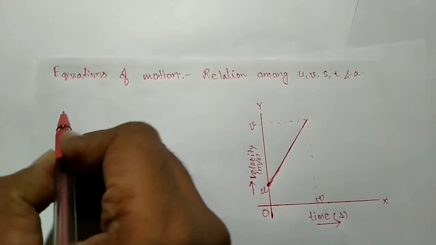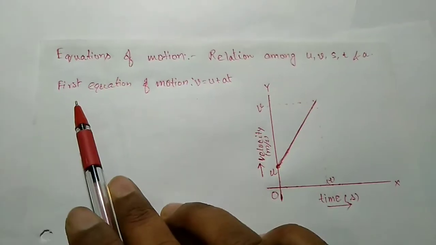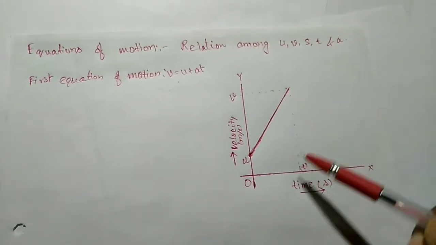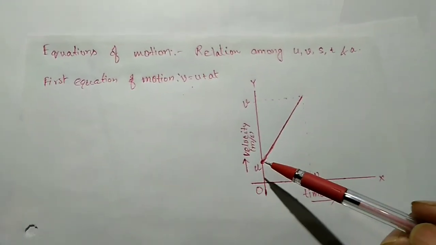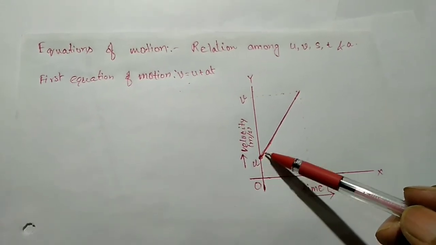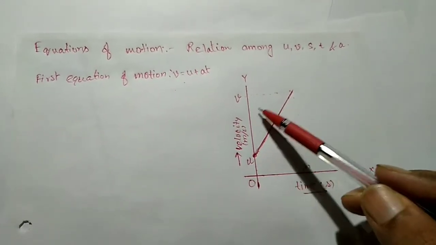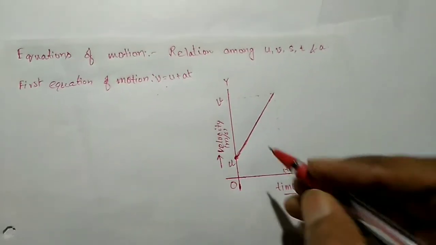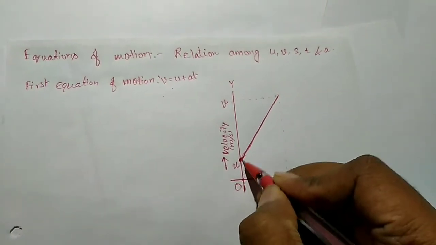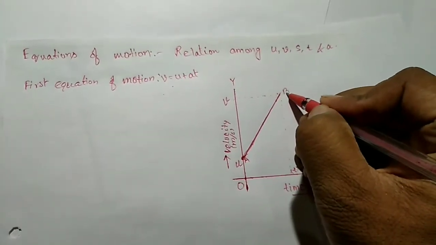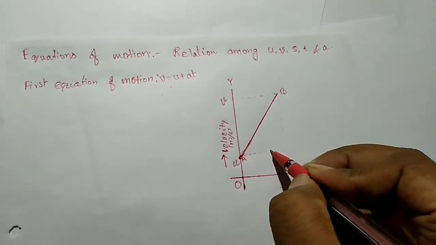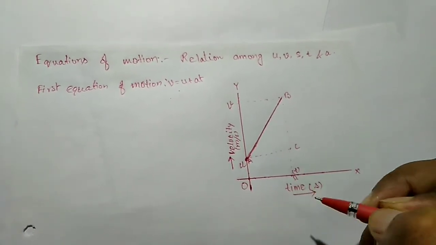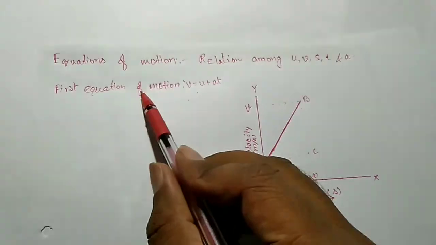So we are going to obtain the first equation of motion, that is v is equal to u plus at. We have seen all this. Again, if you want to understand, just listen. The object is starting with some initial velocity and has accelerated motion, meaning increasing its velocity. After time t, it attains the new velocity, suppose v. So let's name this point as origin O, this point as A, this point as B, and where we intersect, this point as C, this point as D. And we have to prove this equation.